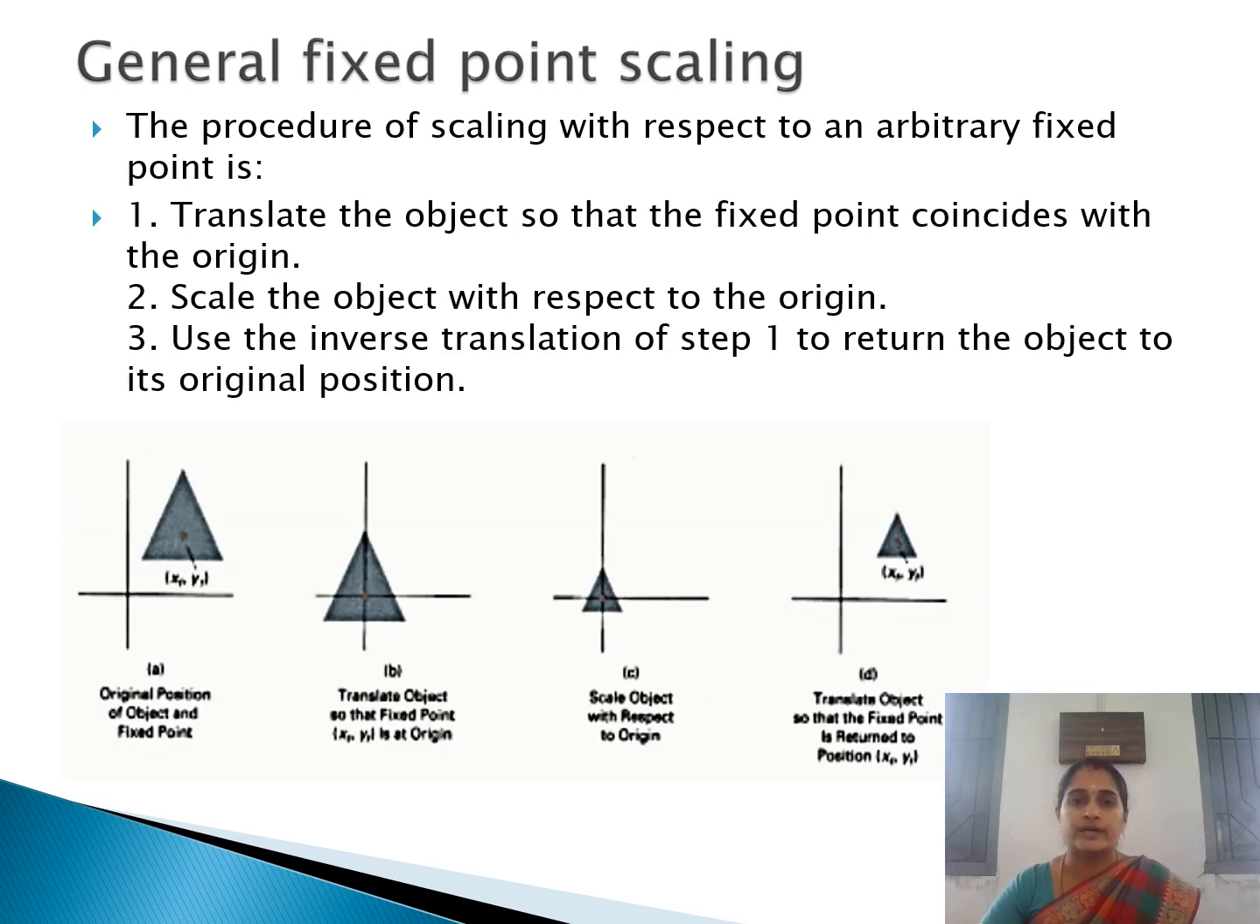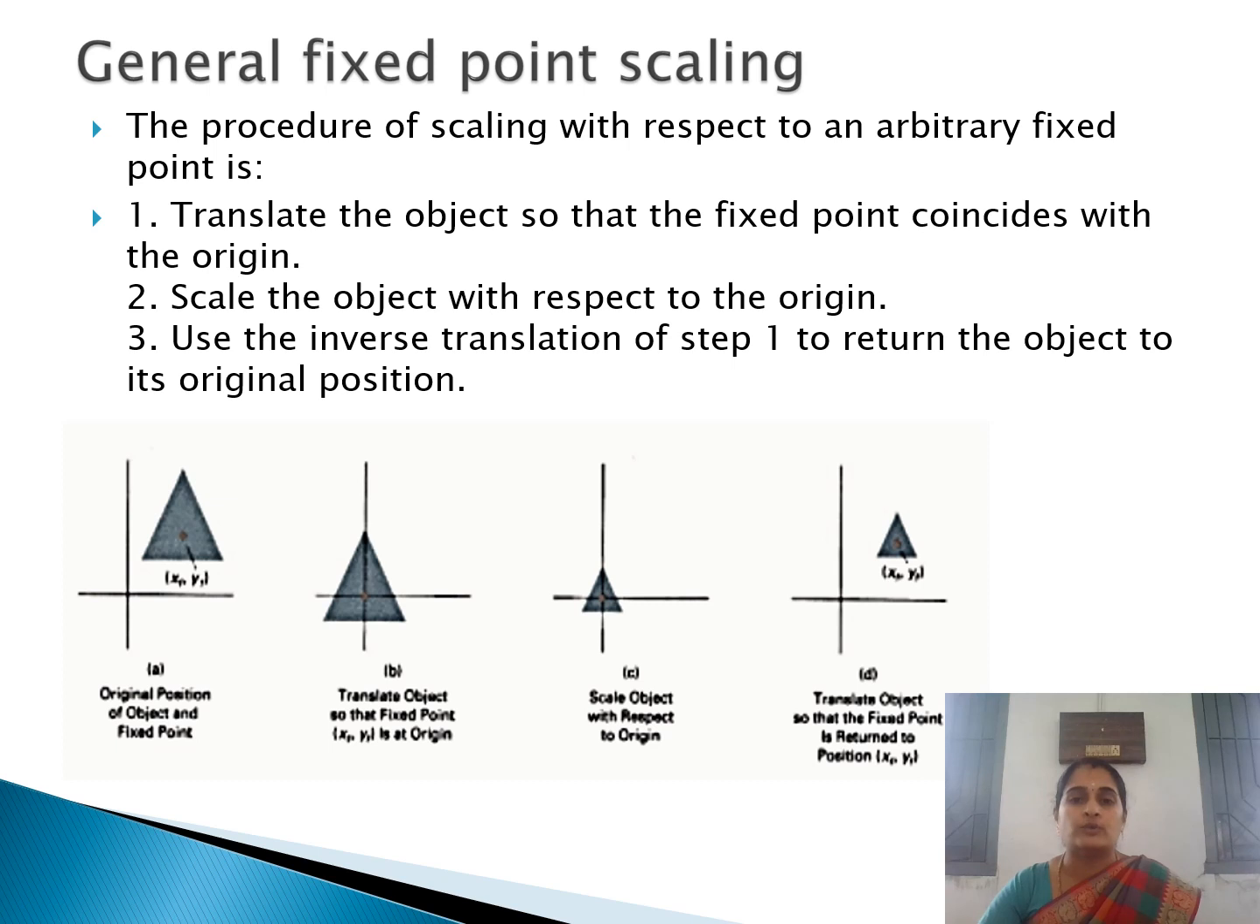General fixed point scaling. This diagrammatic representation shows the procedure of scaling with respect to the fixed point. In the first diagram, the red color dot represents the fixed point. We need to do the first procedure, translation of the object, so that the fixed point coincides with the origin. The second diagram represents the procedure: translation of the object so that the fixed point is on the origin.